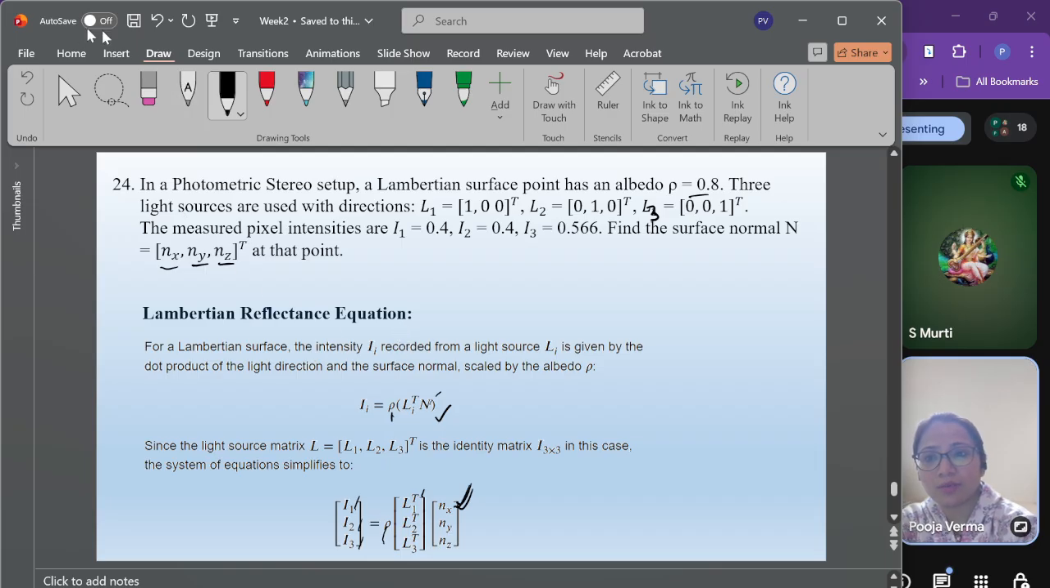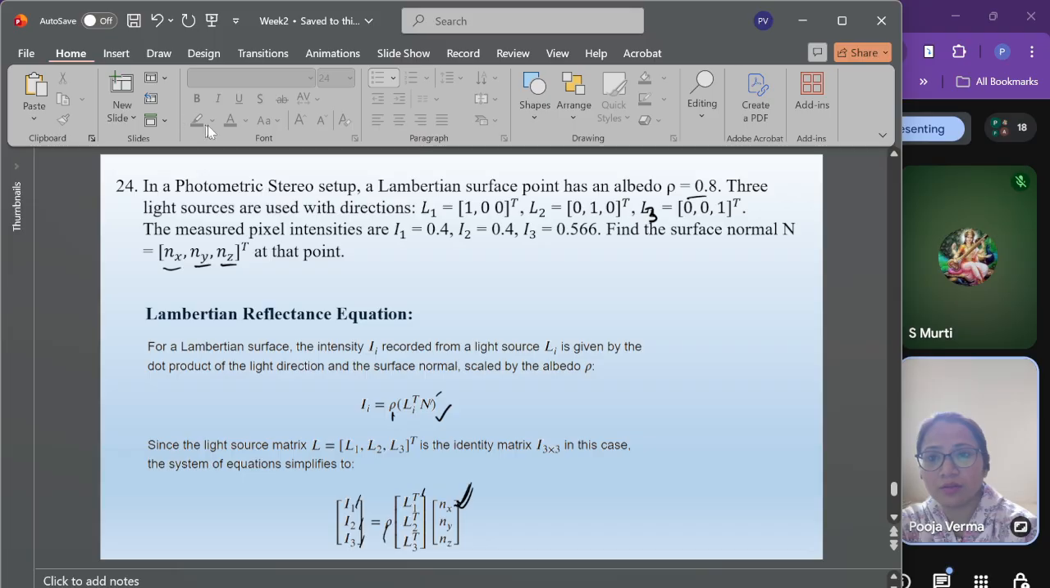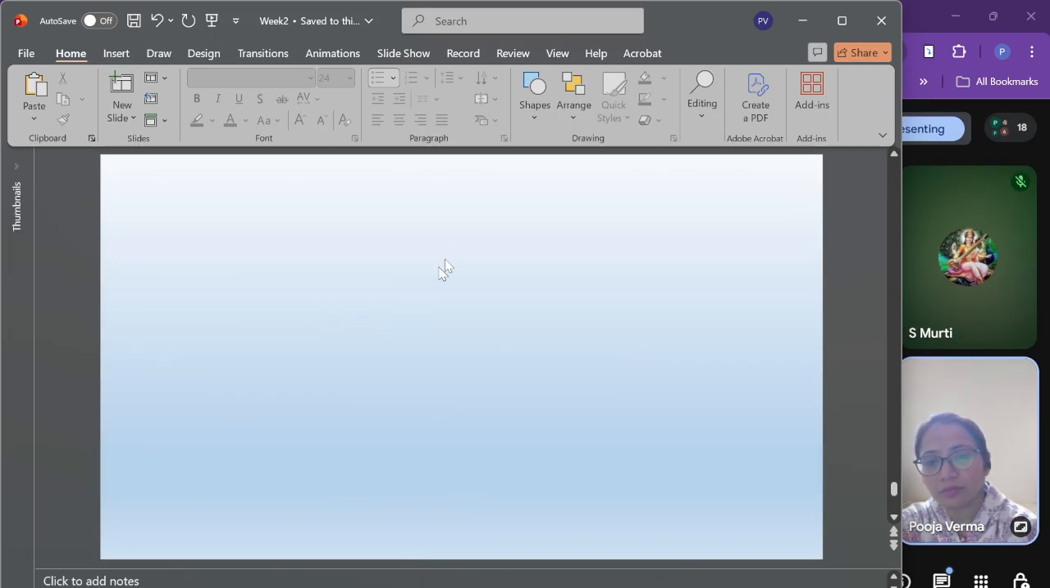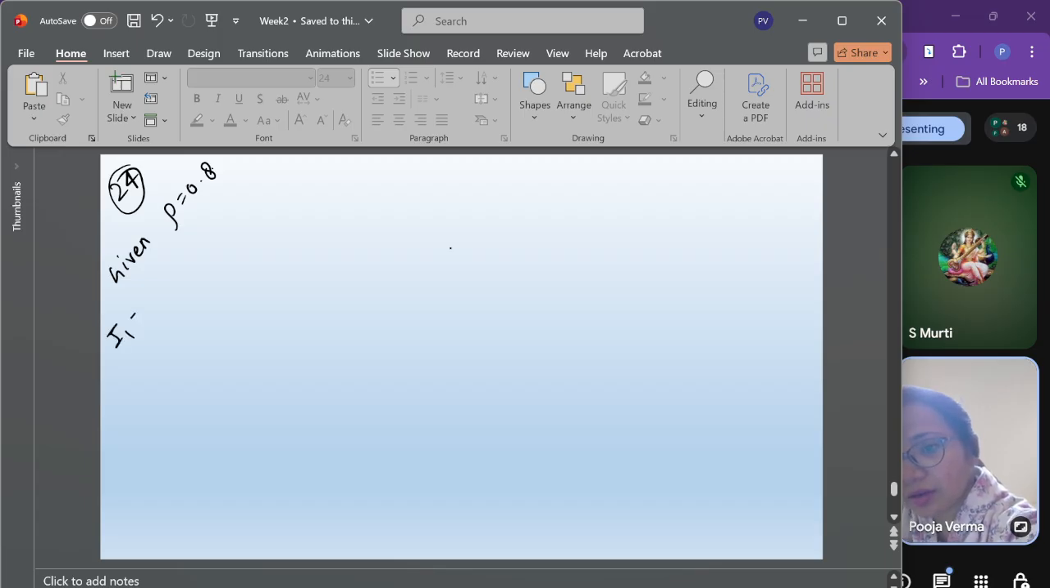Okay, so let me take the 24th question. Let's first write the given values. Rho is given as 0.8, I1 is equal to I2, which is given as 0.4, and I3 is given as 0.566.